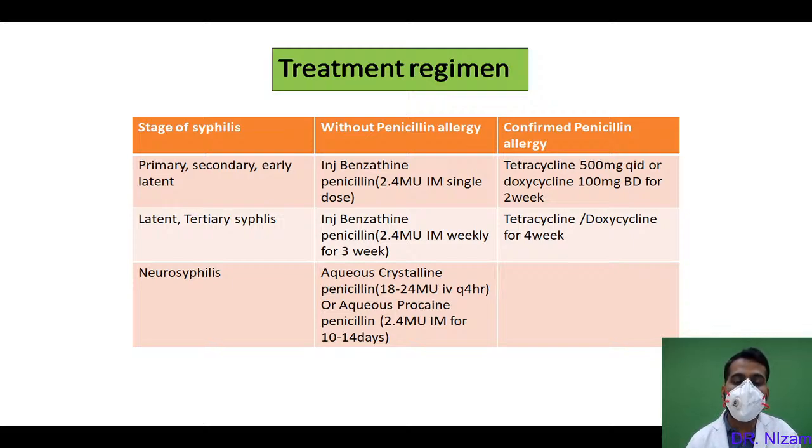Why is aqueous penicillin used in neurosyphilis? It is because benzathine penicillin does not cross the blood-brain barrier, whereas aqueous penicillin can cross the blood-brain barrier. This is one of the reasons we use aqueous penicillin.